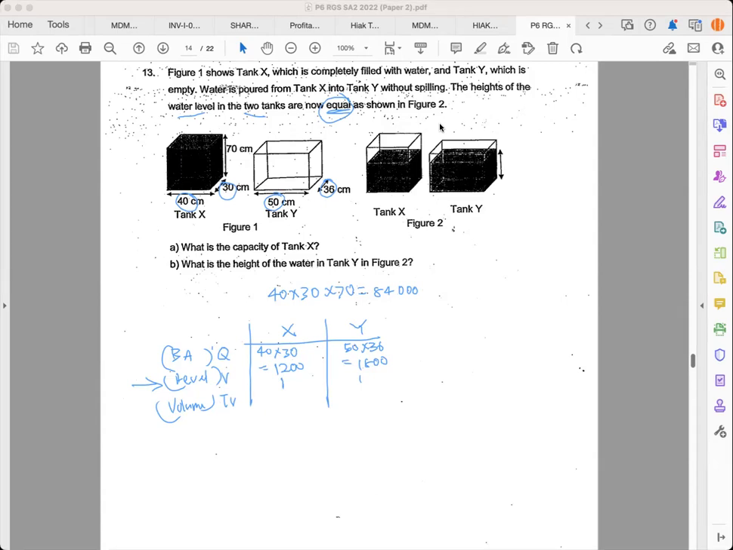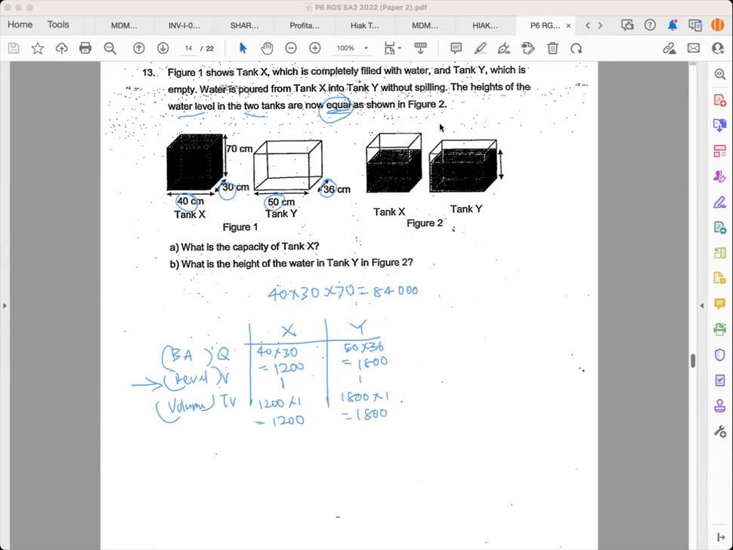Next, total value, which means the volume, will be base area times water level. 1,200 multiplied by 1 is 1,200. 1,800 multiplied by 1 is 1,800.